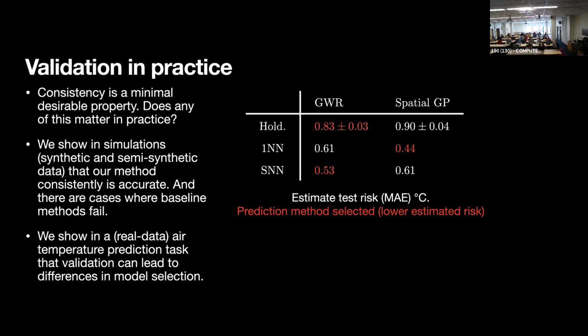If we use one nearest neighbors, we would reach the opposite conclusion, that this Gaussian process method has the lower of the 2 errors. And if we use our method, we actually agree with the holdout approach and think that geographically weighted regression has the lower error. And because we have theory supporting the use of our method, and also a bunch of simulation studies where we can check that it's actually performing consistently well, I think it's reasonable to think that geographically weighted regression is actually performing better at this task.